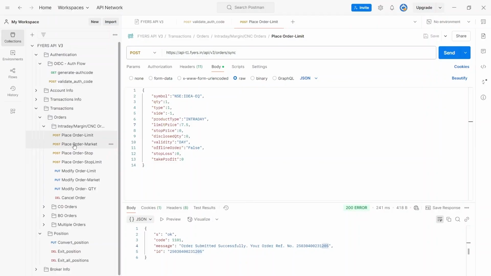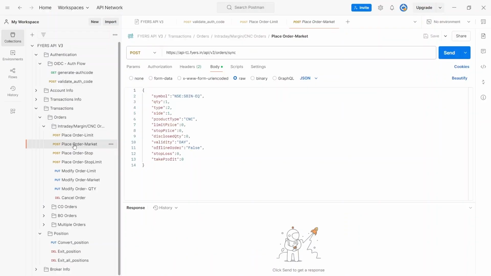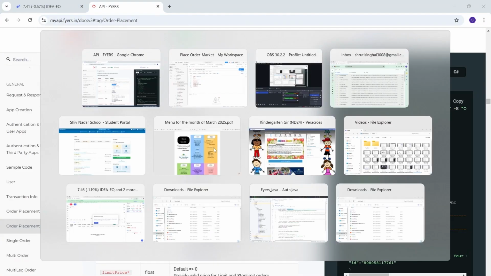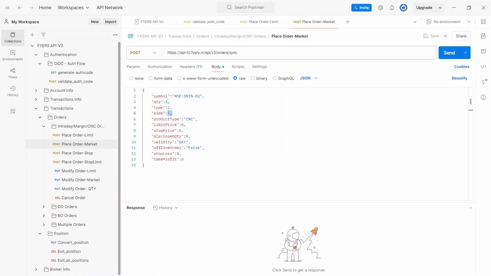I'm clicking on order market now, and in order market, essentially what I'm saying is I want to take the entry at the best price. Here again, I'm using SBN this time. Quantity is 1. I'm putting the type as 2, because type 2 means it's a market order. Again, if you want to confirm, you can check here, type 2 is market order. Let's say I'm putting 1 as the side, which means I want to buy it. Again, I'm putting the other parameters mostly as default values.